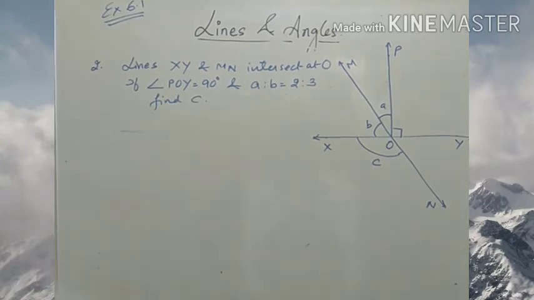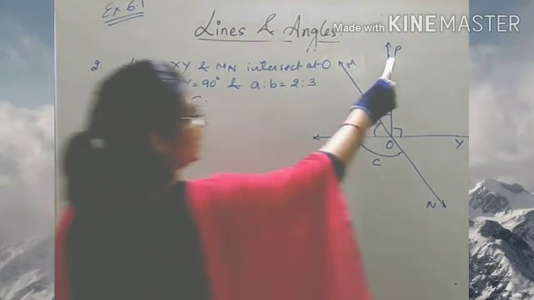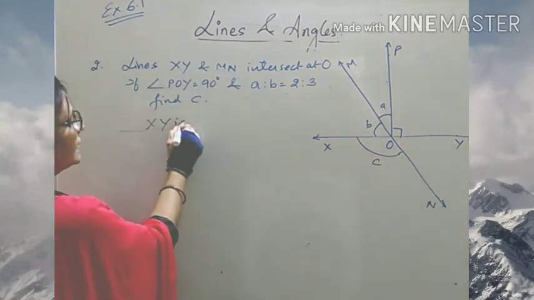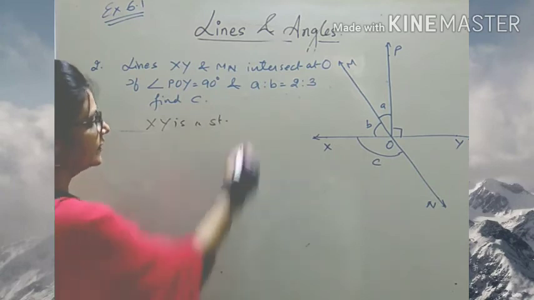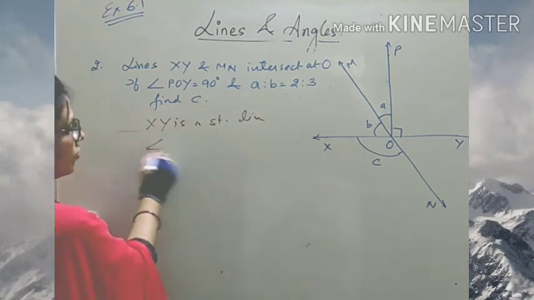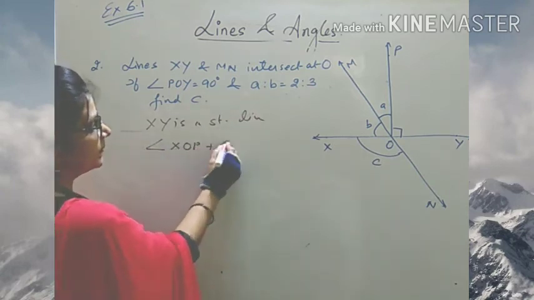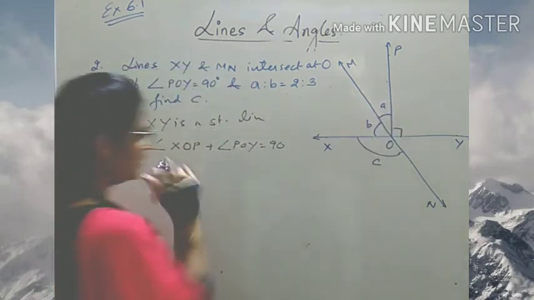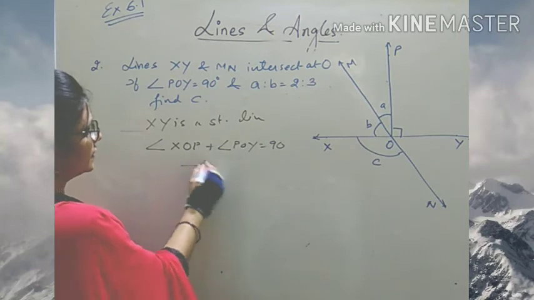Now the most important thing, what is given? This angle POY is equal to 90 degree. Now XY is a straight line, है ना? So XOP plus POY कितना हो जाएगा? ये दोनों कितना हो जाएगा? 90 हो जाएगा. ठीक है, तो इससे क्या आ जाएगा?